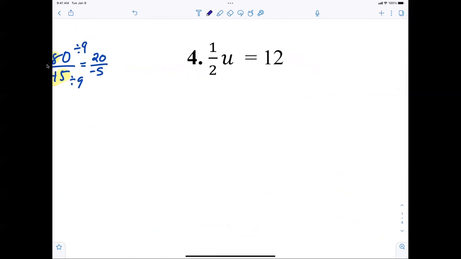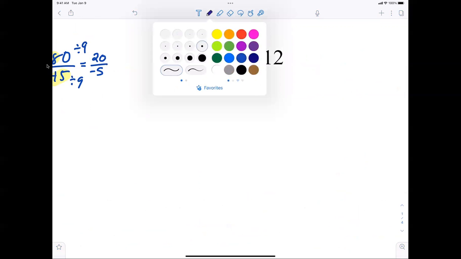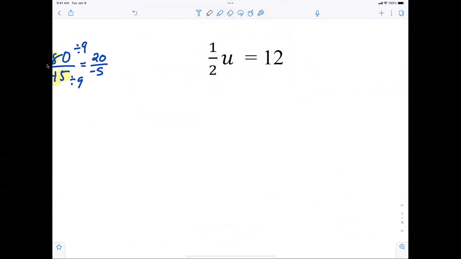All right, so now let's take a look at number 4. Again, what's the reciprocal of 1/2? 2/1. That is absolutely correct. So because you know that, what I'm going to do now is just go ahead and multiply by the reciprocal. But we just said, do I really need 2/1? Just 2 times 12. That's exactly what I want you to say. And then the 2's cancel out. So you're left with U equals 24.